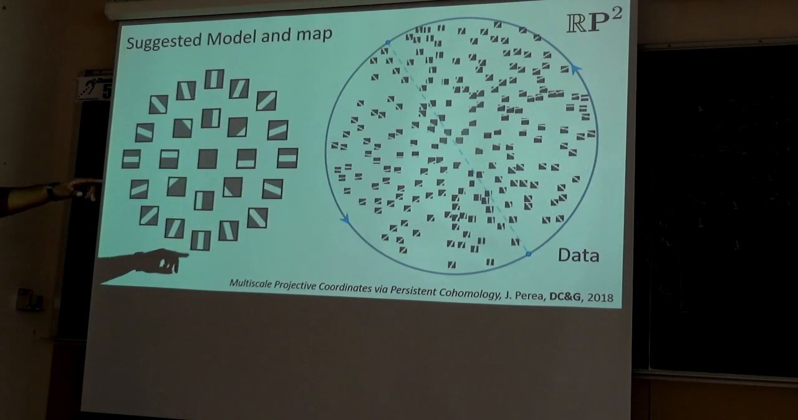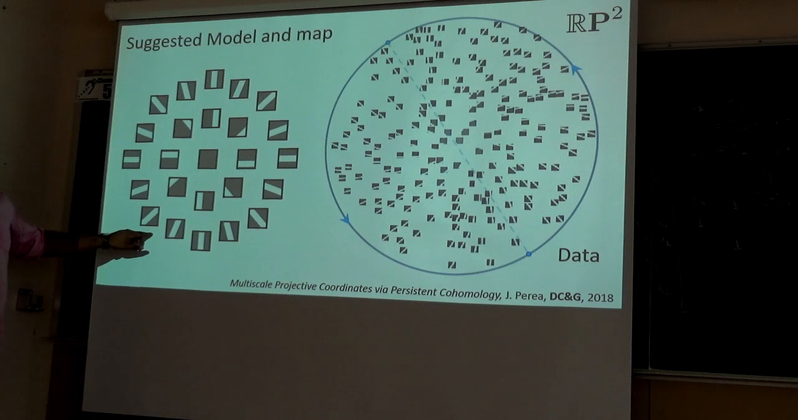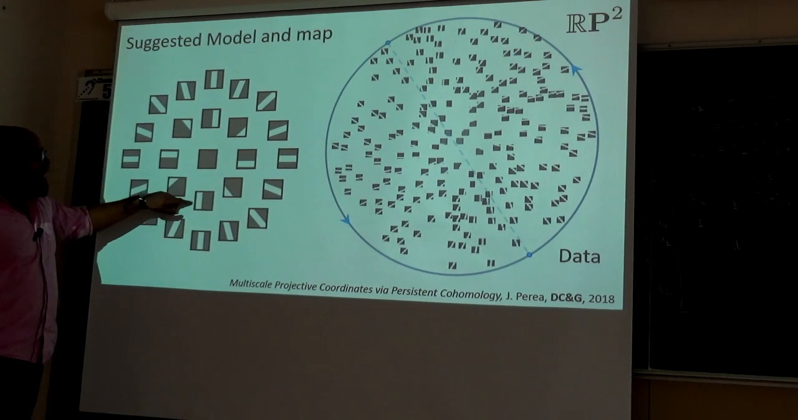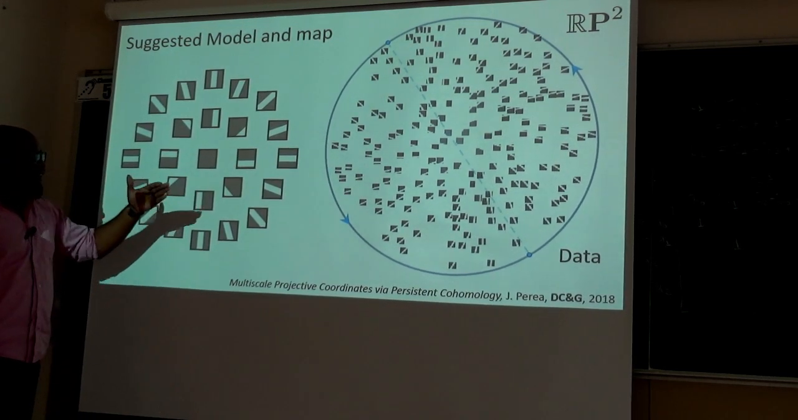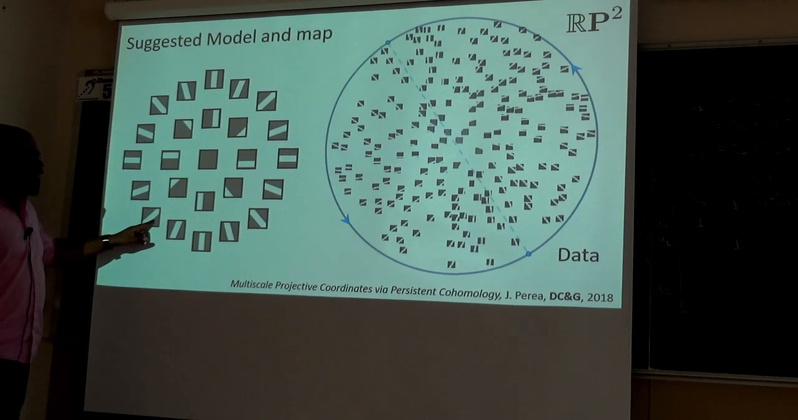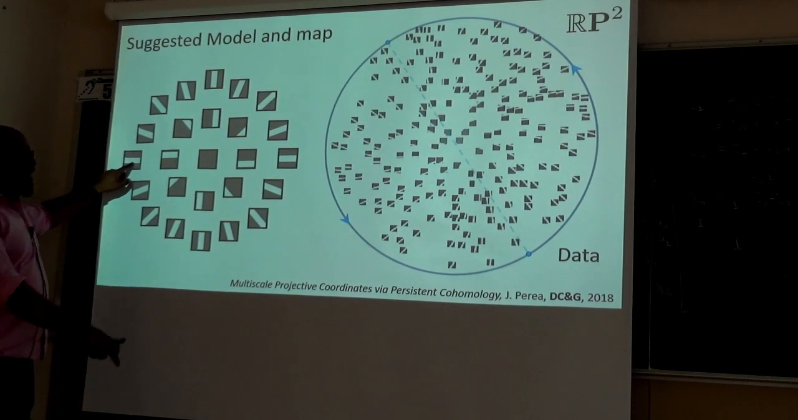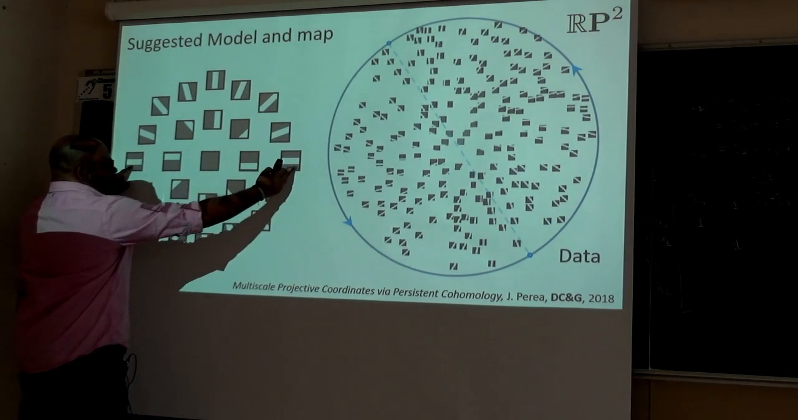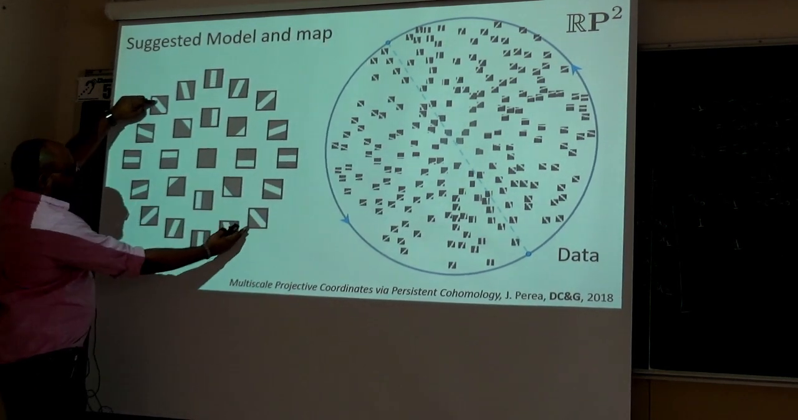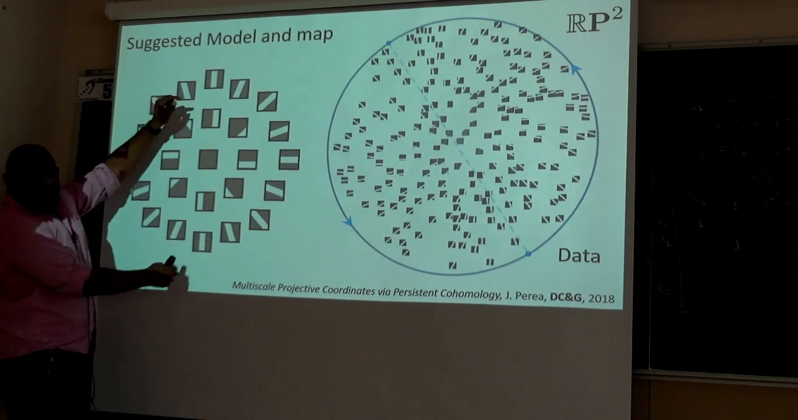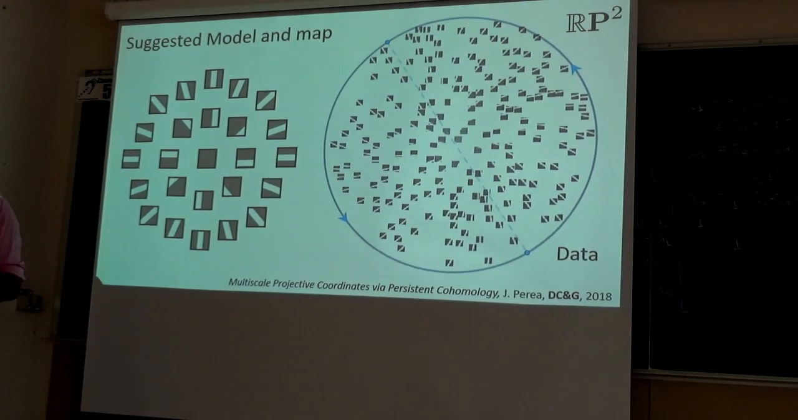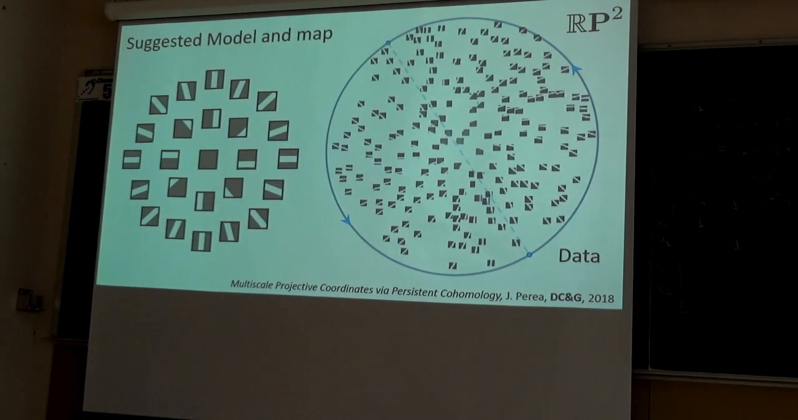And then it suggests the following model. It suggests angular direction parameterizing the angle of the line, and then radial direction parameterizing displacement. And in here, you can hopefully see that diametrically opposed points in the boundary are the same point. So that's why RP2 is the right model for the data.